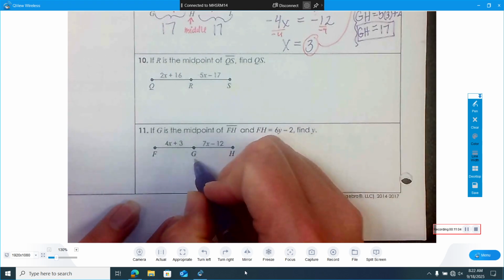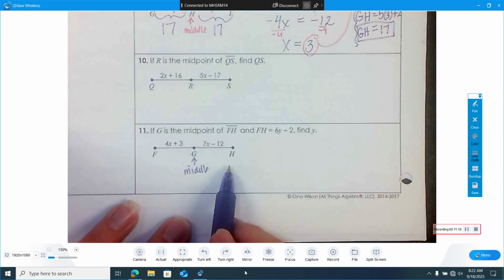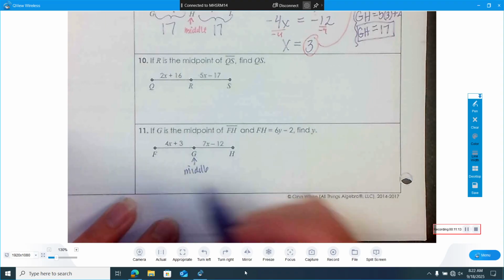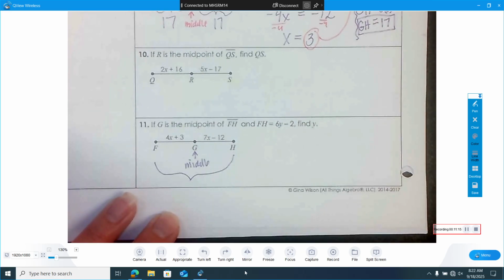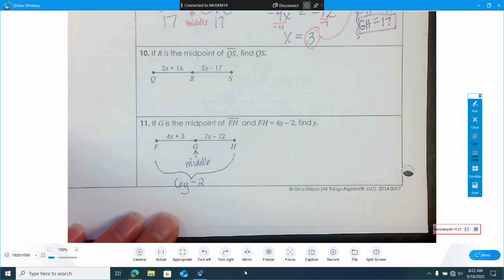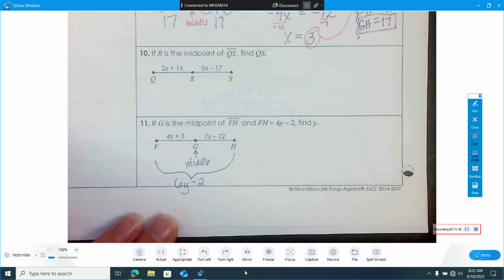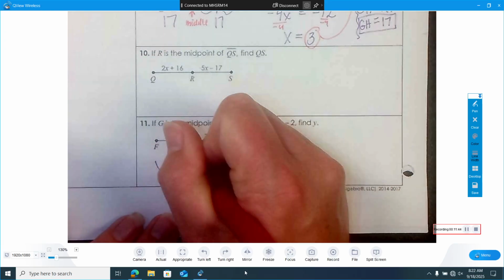So it says G is the midpoint, so G is the middle of segment FH, and they tell me that FH is 6y minus 2 in length. Interesting. There are lots of ways to set up this problem. So if we start with our midpoint here, what do we know about these two segments? They are the same. They are congruent.